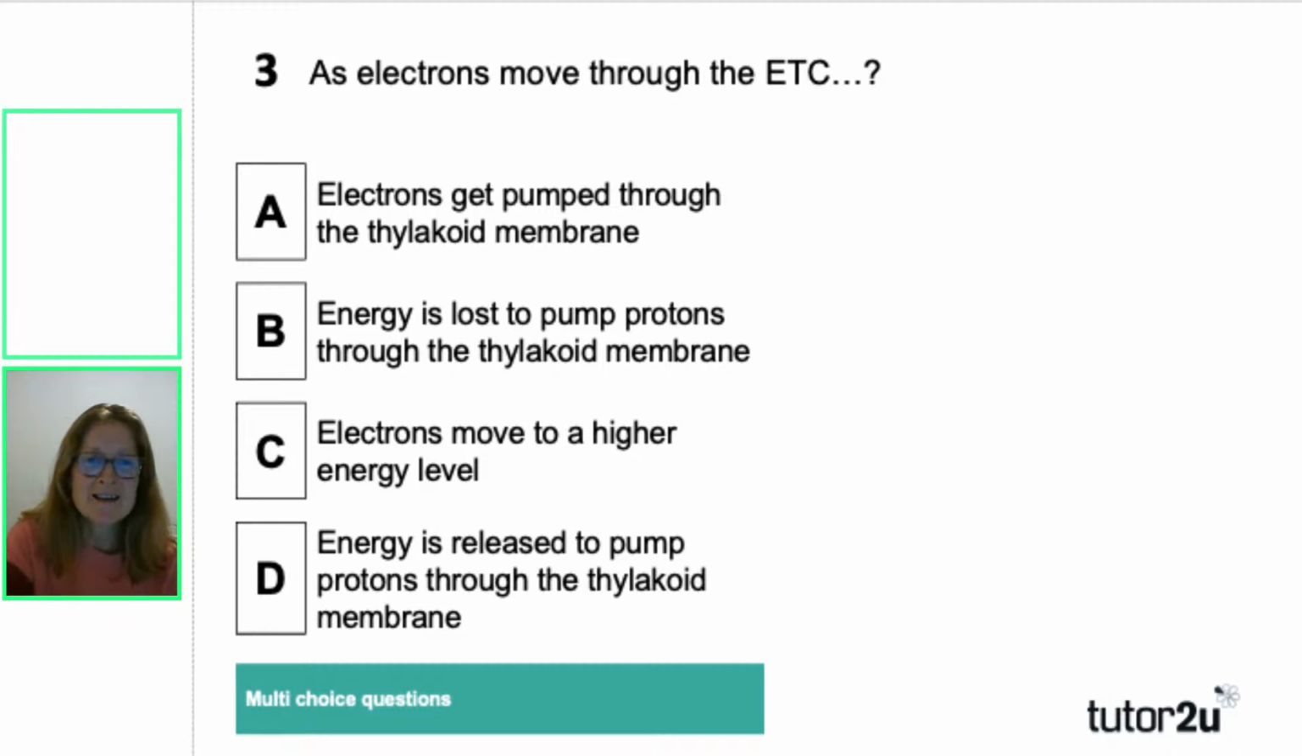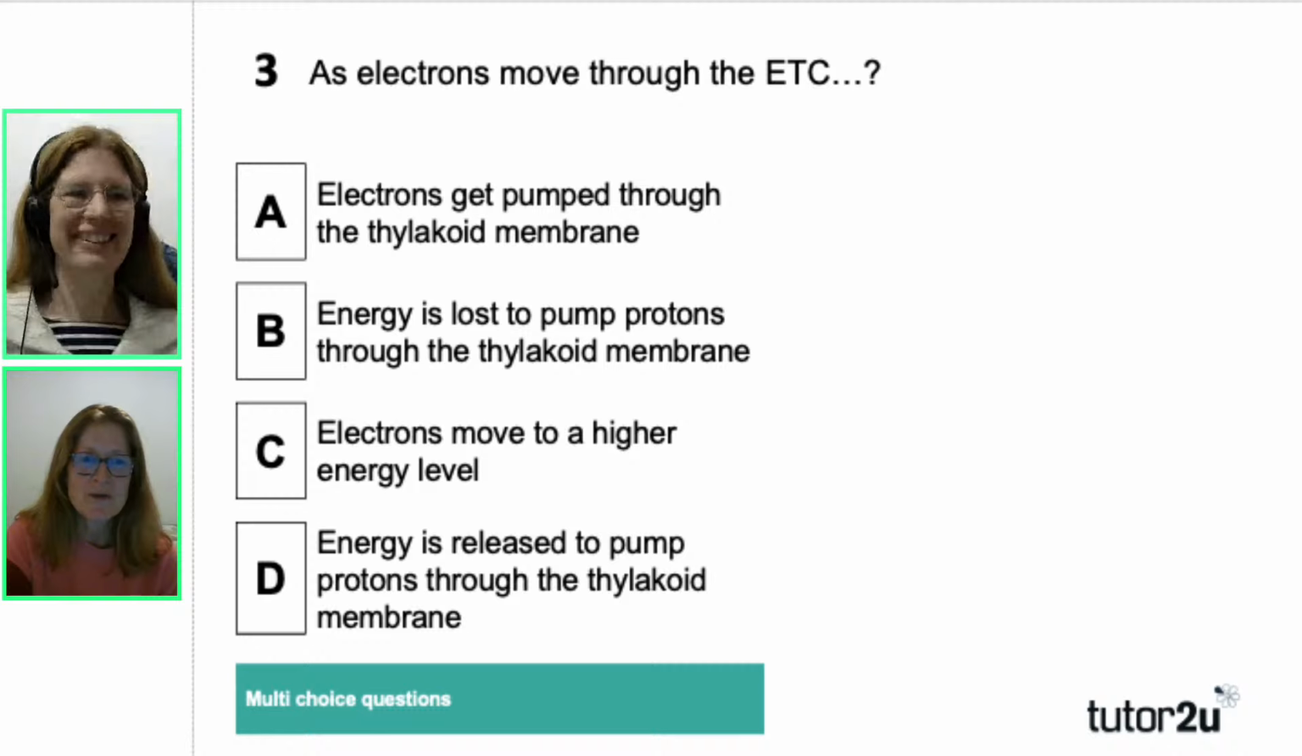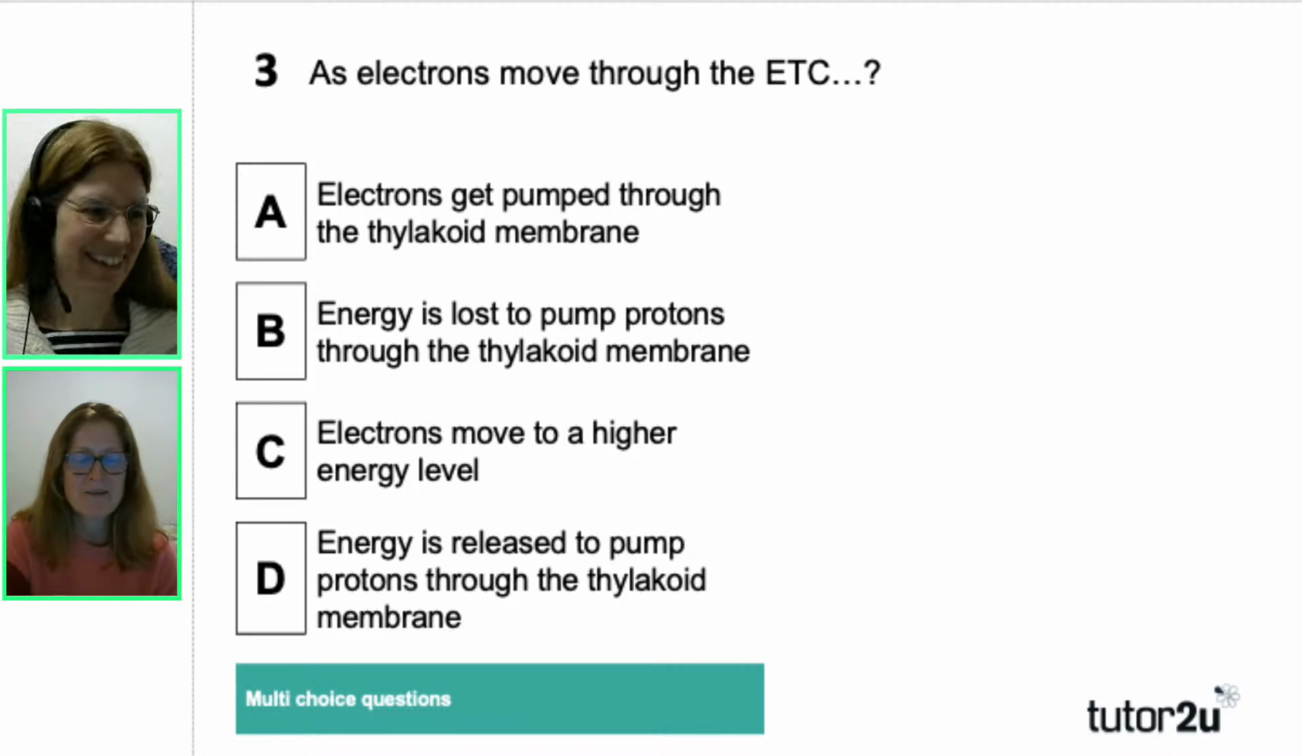So number 3, as electrons move through the ETC, that's our electron transport chain, what happens next? What is this process about? Have a look at those 4 options there and see what you think. You have to read these ones quite carefully, I think. So look at the language quite carefully for this one. Have a little think for a minute. If you can, pop it in the chat. Have a little guess.